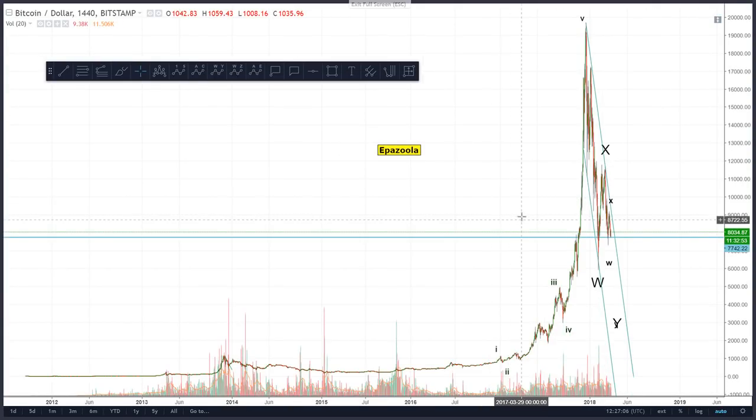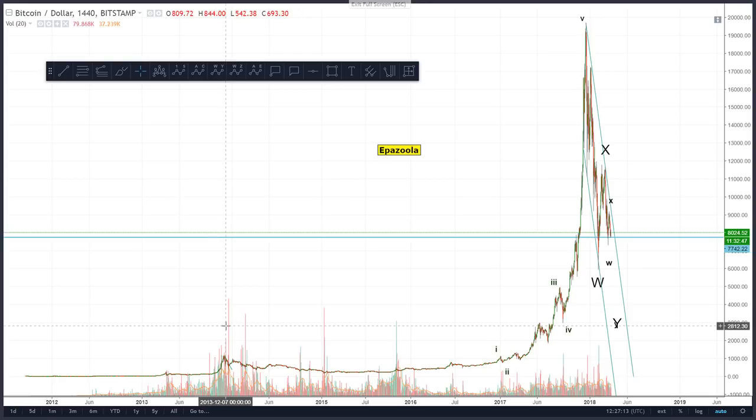Let's go back on our chart here. Thank you, Epizula, once again. So this is 2014 here. This was the big crash. So the data ended around this point on the Mt. Gox platform. So this was our major wave 1 up until here.